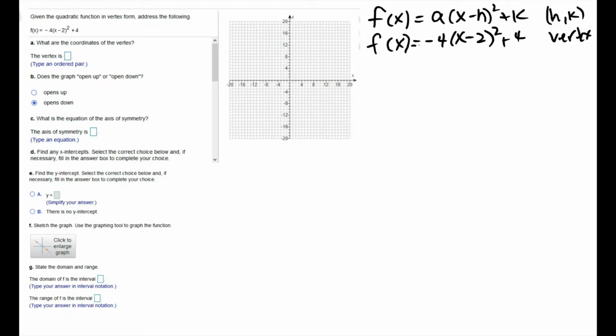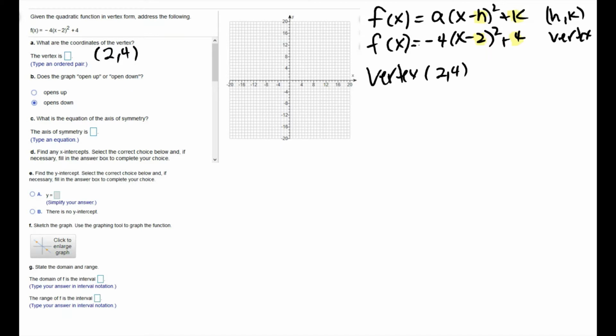We just need to line up these positions in the function. So the h and the 2 are in the same place, the k and the 4 in the same place. So our vertex is 2, 4. So this quadratic function has a vertex of 2, 4.